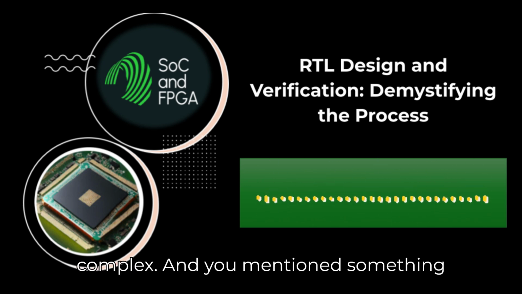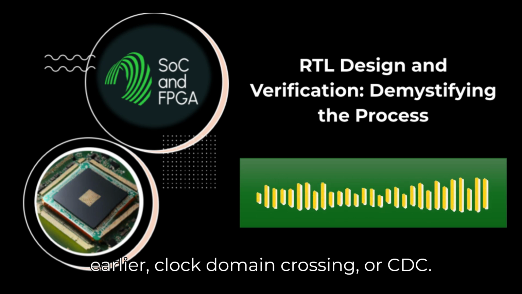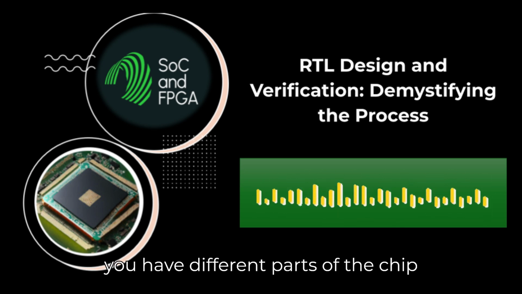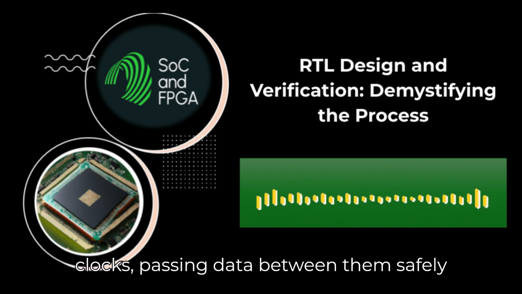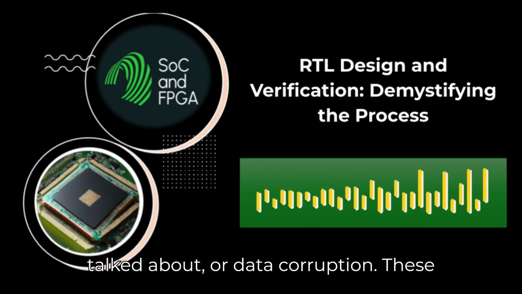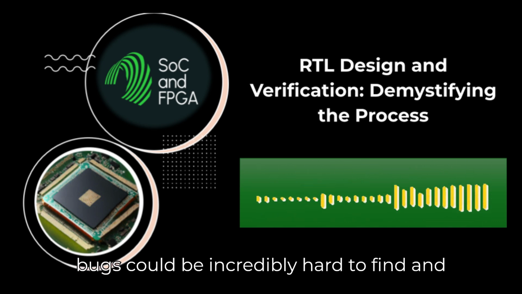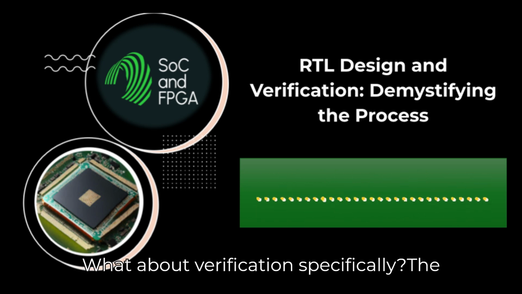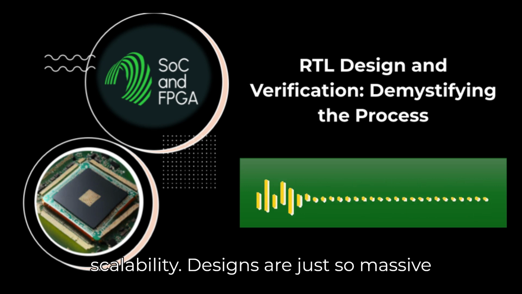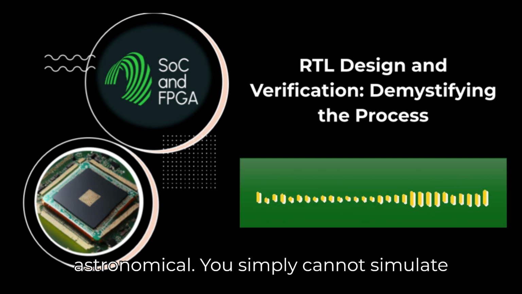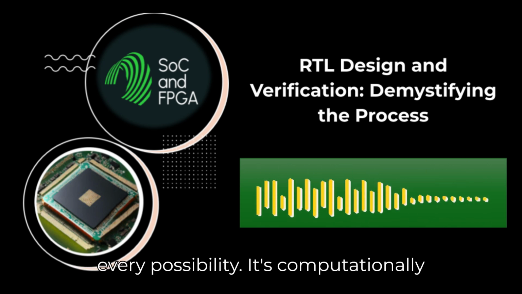power is complex. And you mentioned something earlier, clock domain crossing, or CDC. Yes, CDC. That's a tricky one. When you have different parts of the chip running on different unsynchronized clocks, passing data between them safely is critical. Get it wrong, and you risk metastability, that unstable state we talked about, or data corruption. These bugs can be incredibly hard to find and debug. Okay, those are design challenges. What about verification specifically? The biggest challenge is probably scalability. Designs are just so massive now, the number of possible states is astronomical. You simply cannot simulate every possibility. It's computationally intractable.